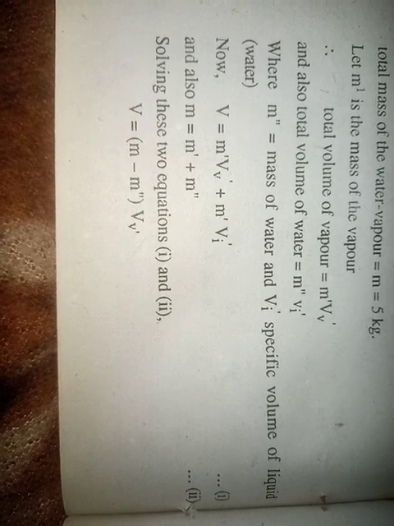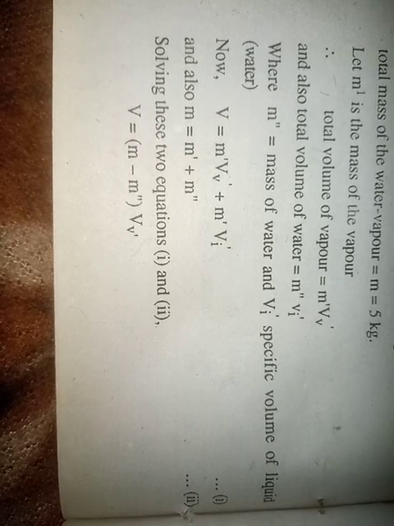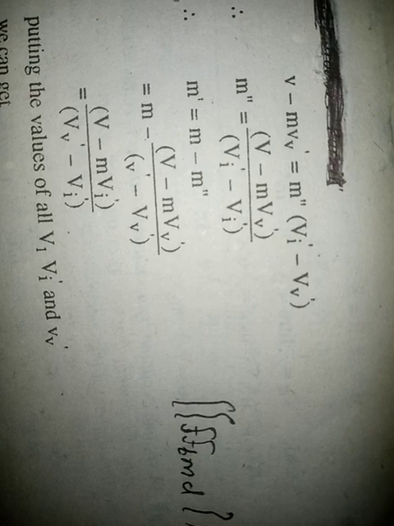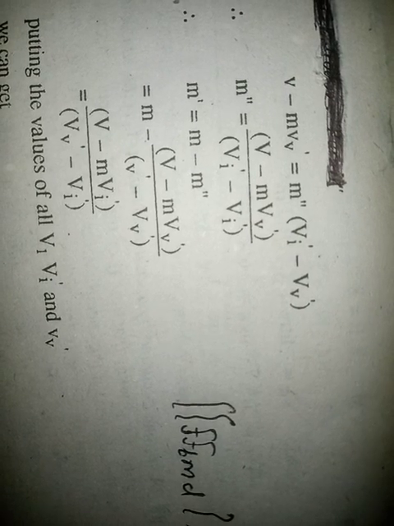Solving these two equations, 1 and 2, we have V equals (m minus m'') into Vv' plus m'' Vl'. This implies V minus m Vv' equals m'' (Vl' minus Vv'). Hence m'' equals (V minus m Vv') divided by (Vl' minus Vv').